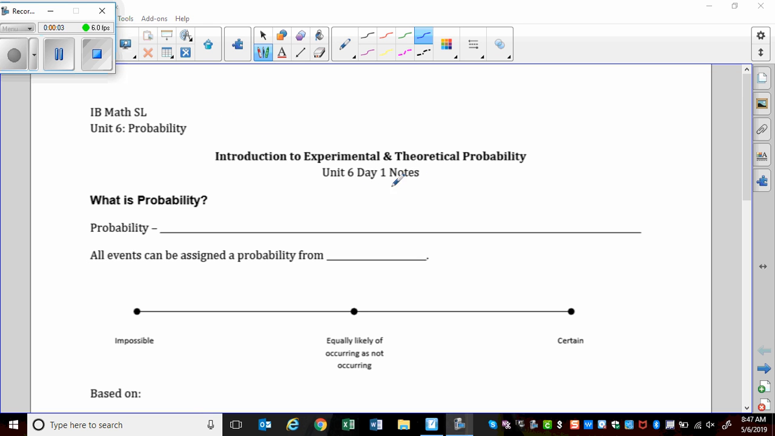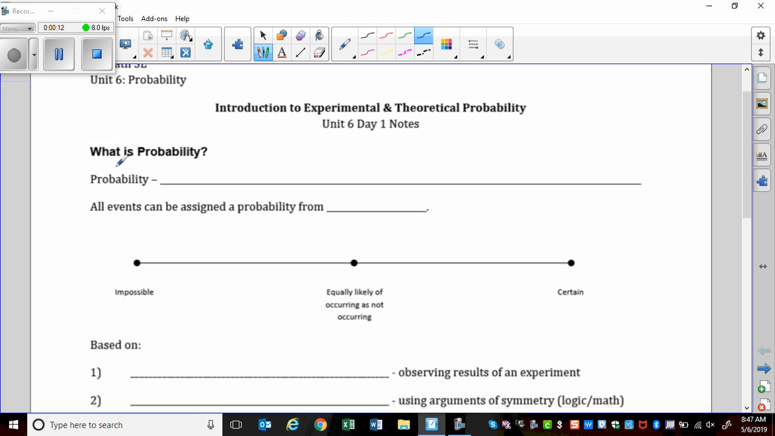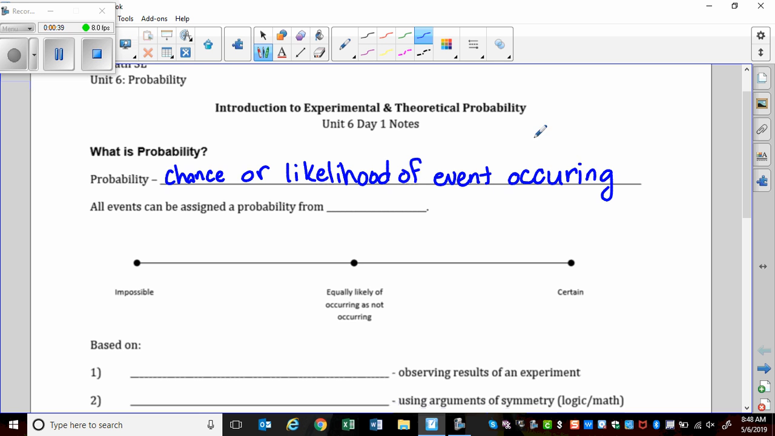Good morning. This is Unit 6, Day 1 notes, and we're going to go over Introduction to Experimental and Theoretical Probability today. So, first of all, what is probability? Probability is the chance or likelihood of the event occurring. Okay, well, all events can be assigned the probability from 0 to 1.